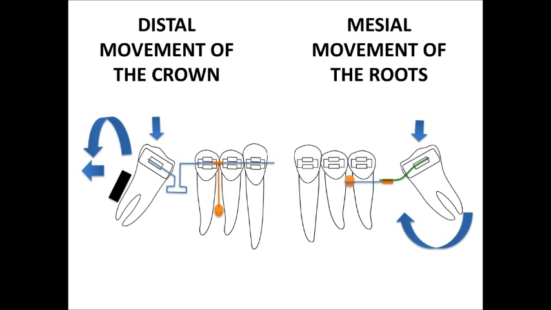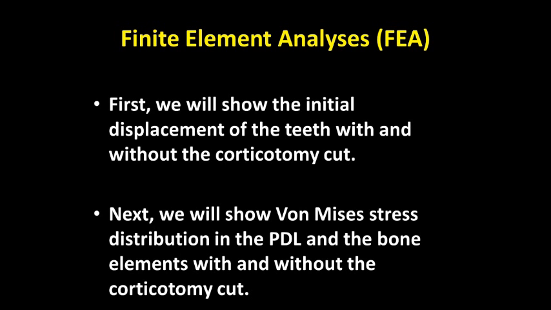This is what we're striving for, and if we want to move the crown distally, we make the corticotomy cut on the distal. If we want to upright the roots, the corticotomy cut is done on the mesial. This is not a decision that we as periodontists should make. We should defer to the orthodontist and let them decide what type of mechanics they want to use. Then we will know where to make the corticotomy cuts.